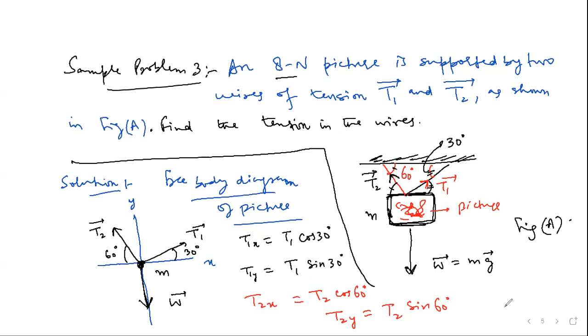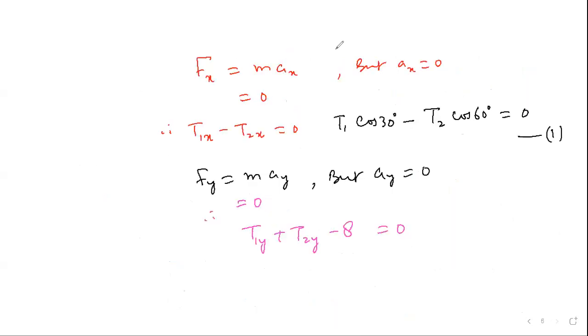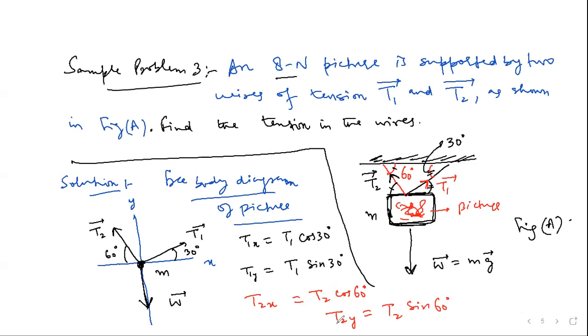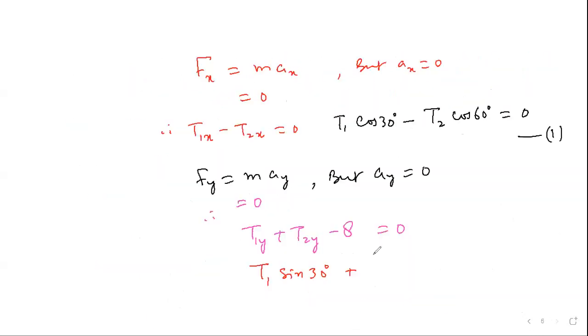What's T1y? T1 sine 30. T1 sine 30 degree plus T2y, T2 sine 60, minus 8 is 0. This is my equation second, right? T1 sine 30 plus T2 sine 60 minus weight, which is 8 Newton, is equal to 0.